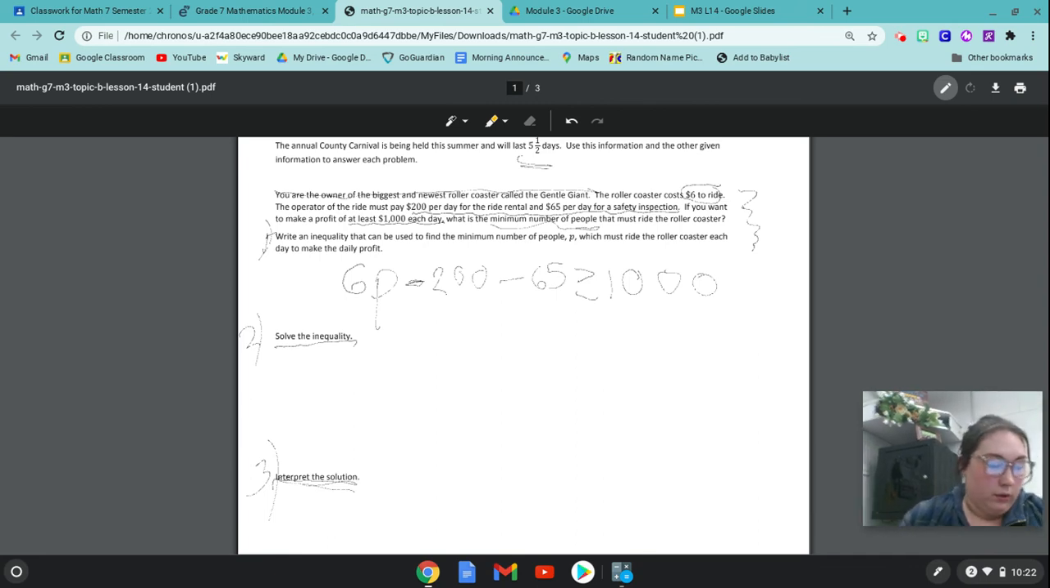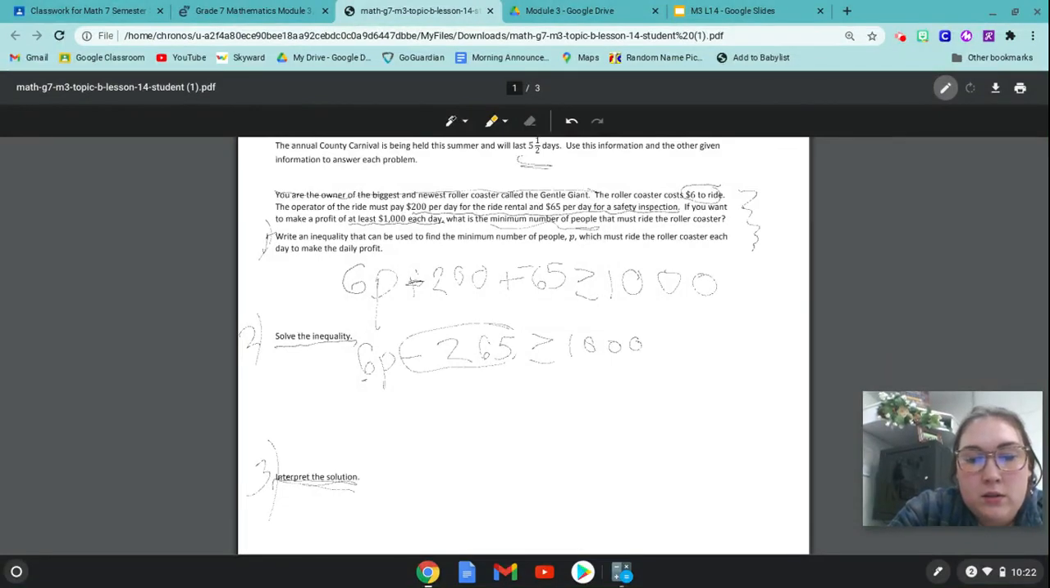So now I can solve. I'm going to start by simplifying. So I'm going to go 6p minus 200 plus negative 65, so I'll say minus 265. And that has to be greater than or equal to 1,000. My first step, you guys, I have to isolate my 6p. To do that, I do the opposite of right here. So I'm going to add 265 to both sides.